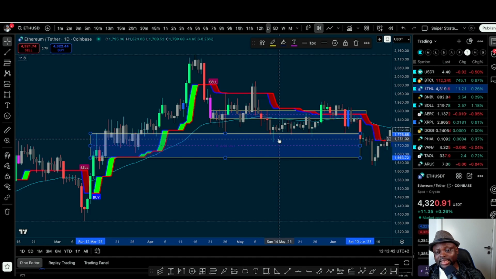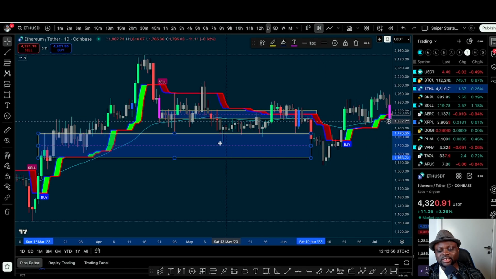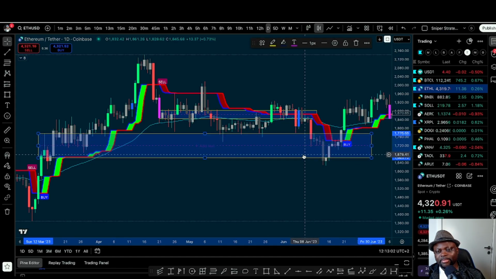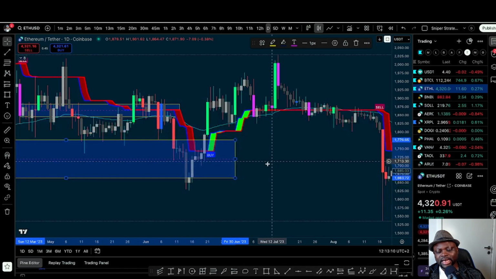Price got there, and then price rejected multiple times because this is an important area. This is where the volume started, but price wasn't able to go up because price didn't fill all of this zone, all of this zone here. You see, after price filled all of this zone, then we saw the next move to the upside. You can see it right up there. And the alpha trend again printed a buy signal.